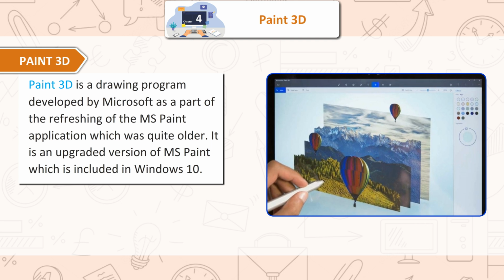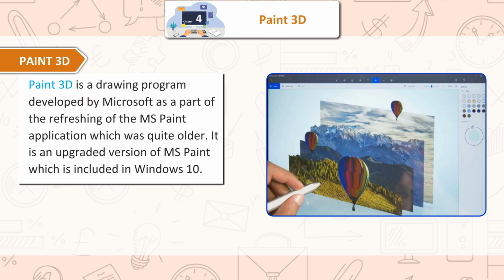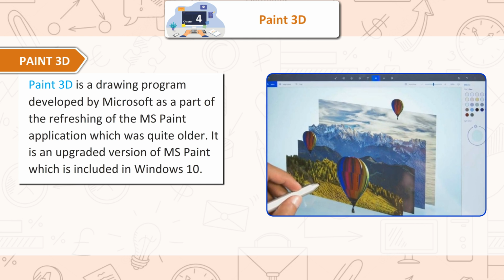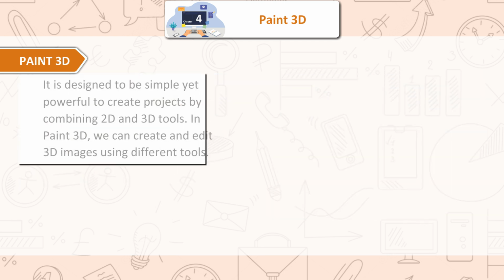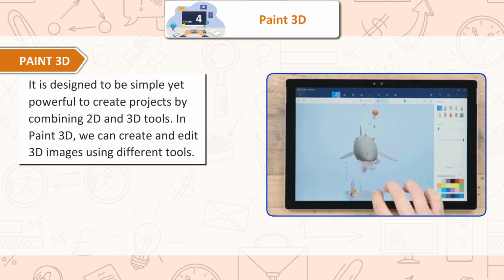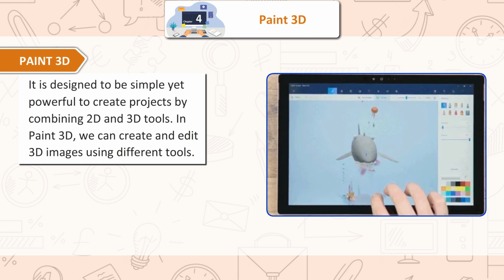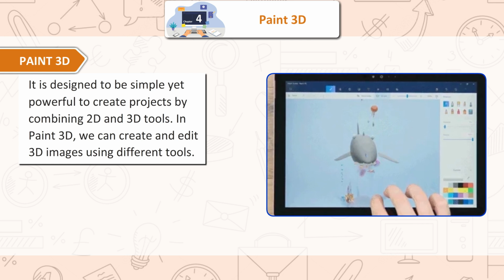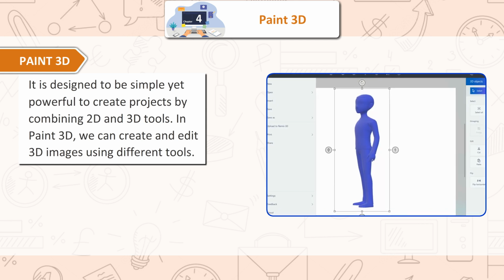as a part of the refreshing of the MS Paint application, which was quite older. It is an upgraded version of MS Paint, which is included in Windows 10. It is designed to be simple yet powerful to create projects by combining 2D and 3D tools. In Paint 3D, we can create and edit 3D images using different tools.